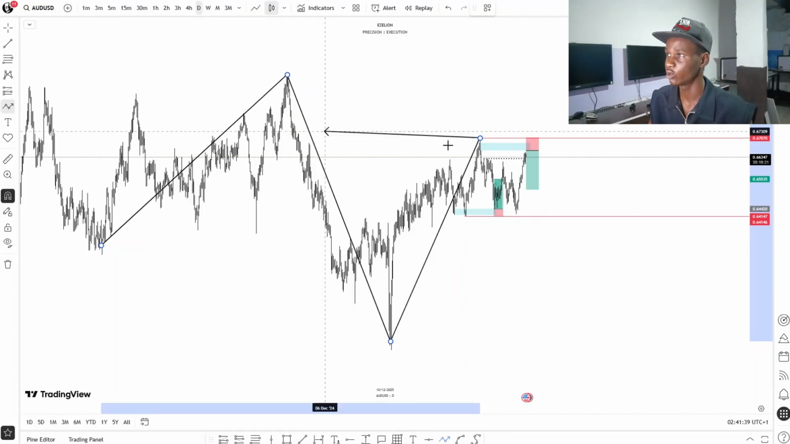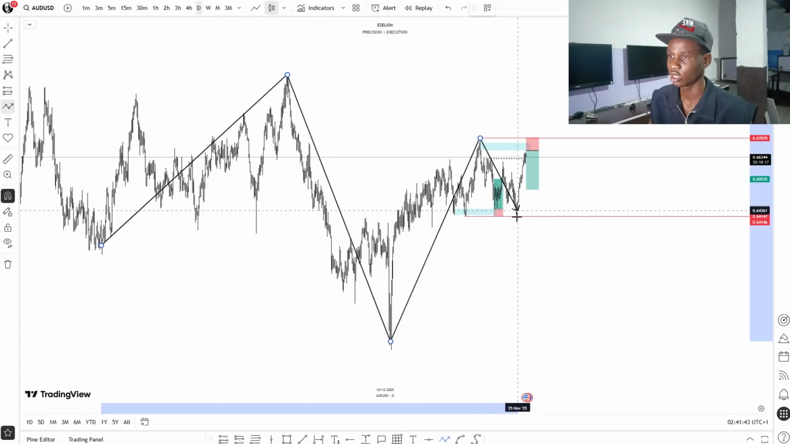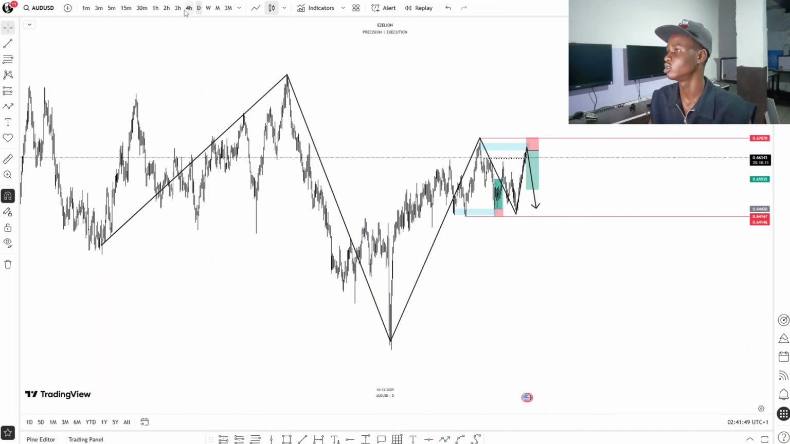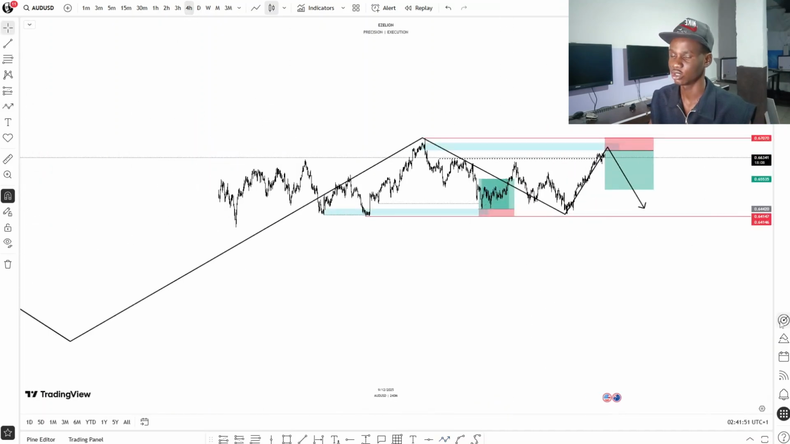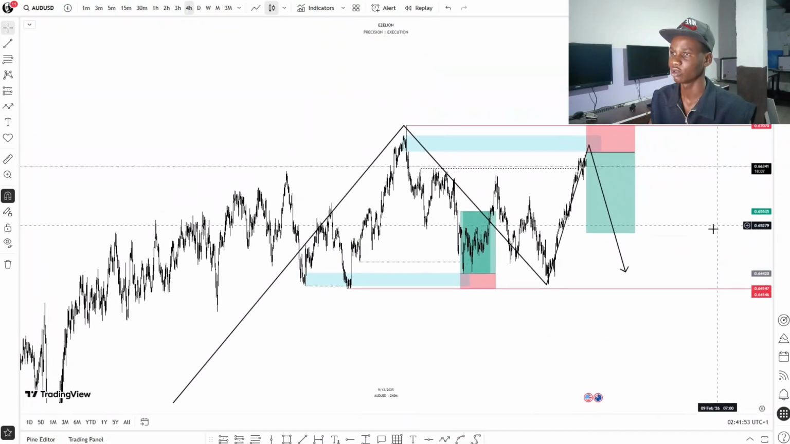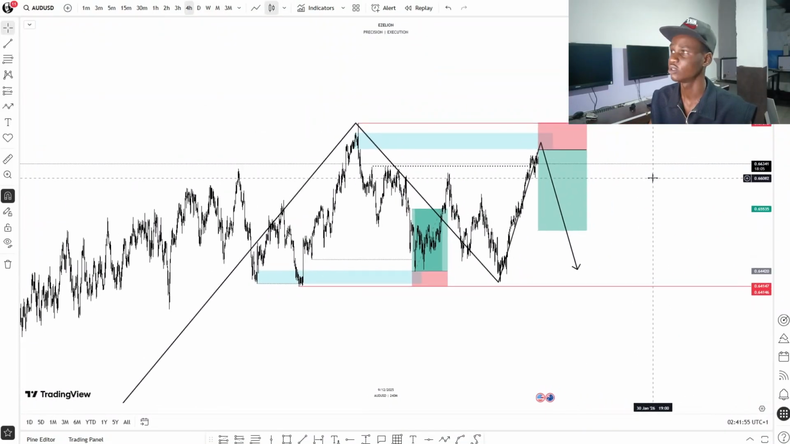Now, what do we have here on the lower time frame, which is the 4 hour time frame? We have a break of structure around this place. We have a break of structure, we have liquidity, and we are taking our setup. So that's the logic behind this trade that I just placed. I think this trade is valid and we are waiting for it.